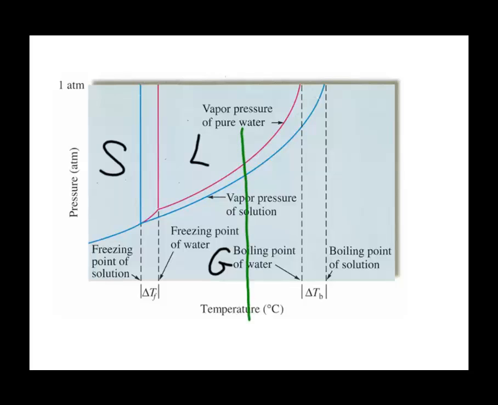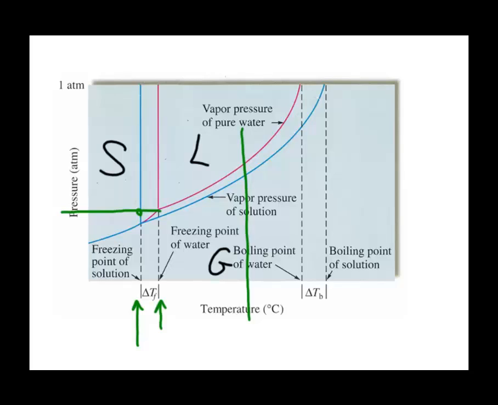And so we see for any given temperature, the vapor pressure of the solution is lower than the vapor pressure of the pure substance. So when we get to the freezing temperature of pure water, which is right here, we see that water freezes at atmospheric pressure right here. The temperature that the solution freezes is lower. It's right here.